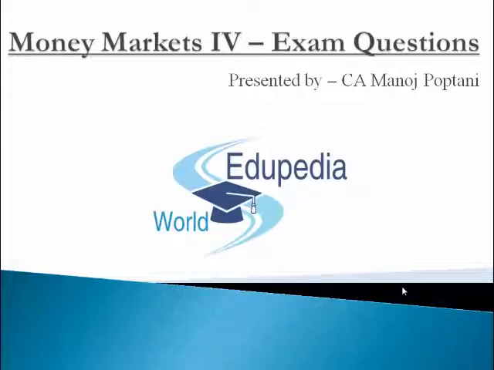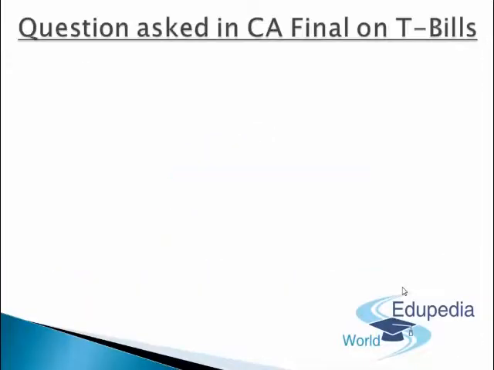So, guys, we have already covered our chapter relating to money market and the various money market instruments that are available across our nation. This particular presentation is solely dedicated to the exam questions which have already been asked in the previous CA final examinations. I'm sure you guys have revised your entire topics relating to the chapter of money markets, and we are about to head start directly on the first examination question, and that is the examination question on treasury bills. This question was asked in CA final examination on treasury bills.